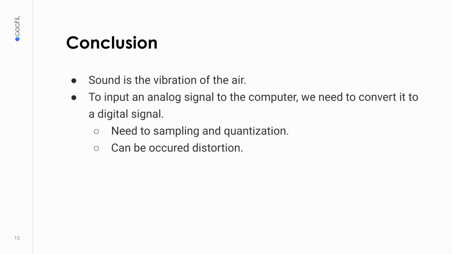Let me briefly summarize what I have explained so far. Sound is the vibration of air, and in order to input an analog signal into a computer, it needs to be converted to a digital signal. The necessary processes at this time are sampling and quantization, and signal distortion may occur during this process.